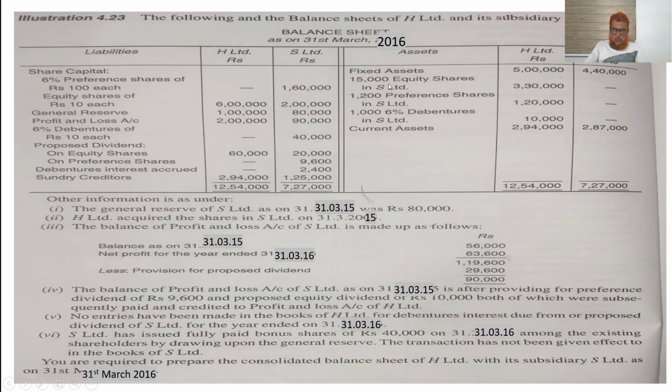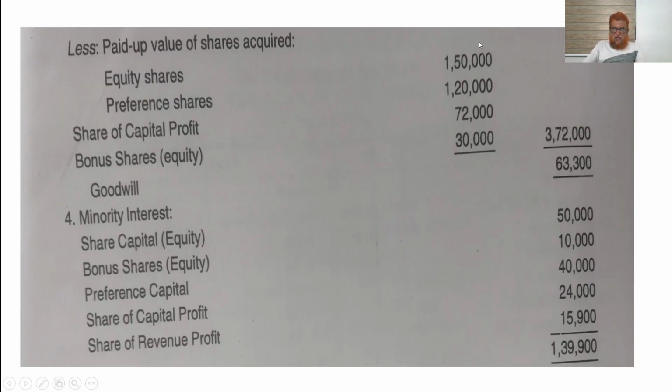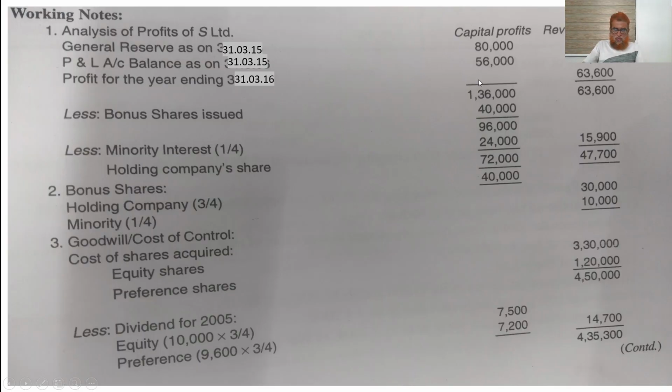Sorry, it is 15,000 equity shares of 10 each, 1,200 preference shares of 100 each. So that amount is also required. So this one for 3,30,000 and 1,20,000 is added here. 3,30,000 cost of investment, see, 3,30,000, 1,20,000. 4,50,000 is the total cost of the shares acquired, cost of investment.